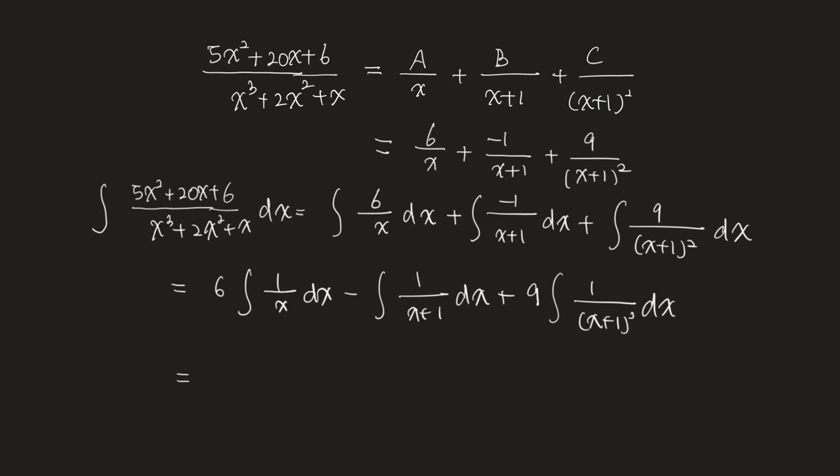What is the first one? 6 ln absolute value x. Second, negative ln x plus 1. Third one, you're going to use the substitution method: negative 9 over x plus 1, plus C. That's how to find the integration of rational functions.